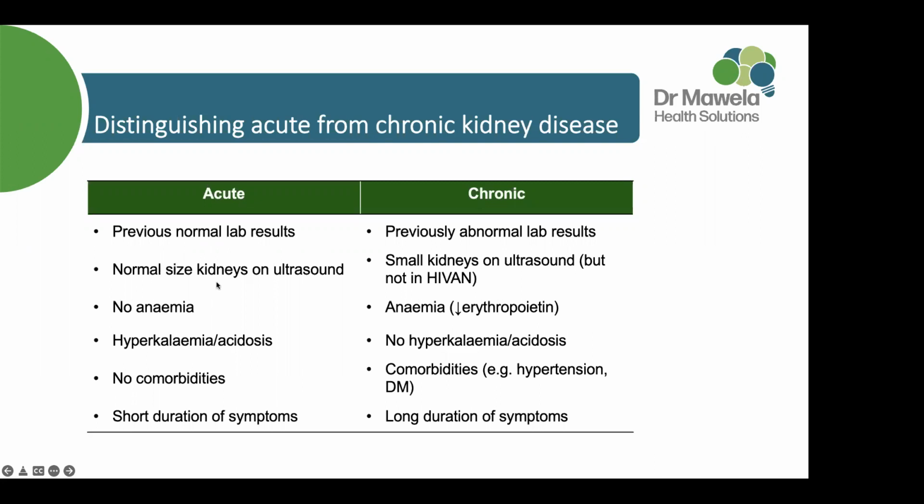If the kidneys are normal, most of the time we don't do sonar in primary care. So if they are referred, you do a sonar, the kidneys are normal, there is no anemia. The presence of a low HB will sort of give you a sign that maybe you are dealing with a chronic renal problem, hyperkalemia, no comorbidities, and a short duration of symptoms.